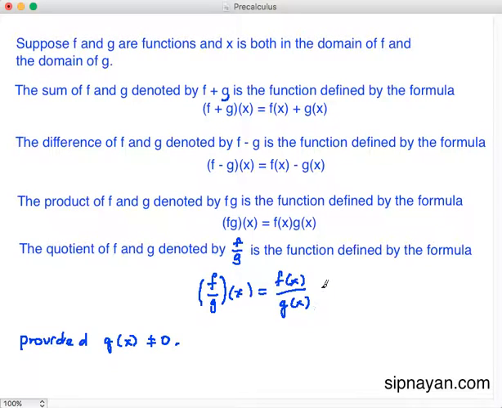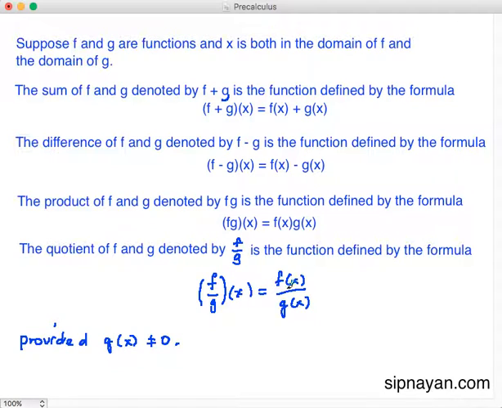Sinulat ko na kasi kulang tayo sa time. So, provided, meron tayong dito condition sa pang-apat that g of x is not equal to 0. I think this is obvious, no? Pag meron tayong fraction, palagi natin sinasabi dapat yung denominator natin hindi 0, because pag ginawa nating 0 yan ay magiging undefined siya, yung fraction.